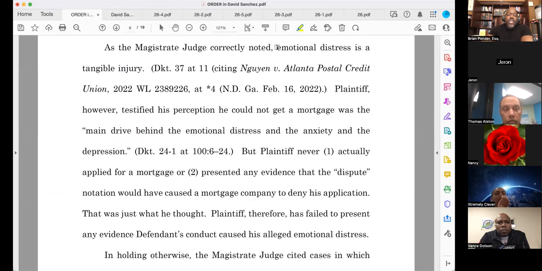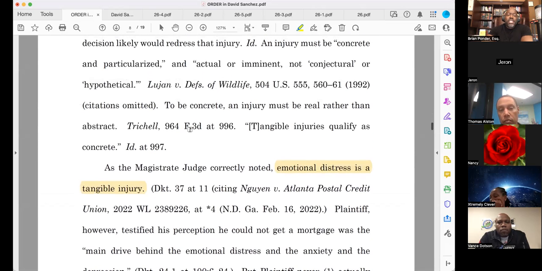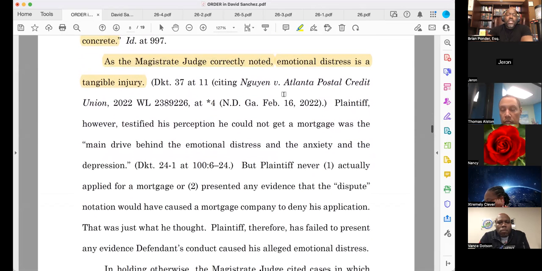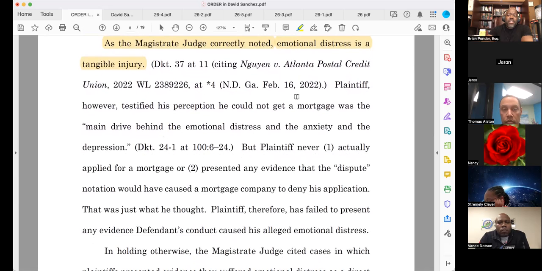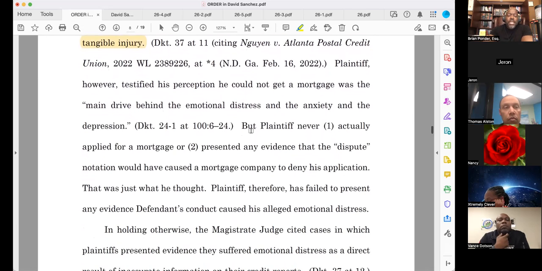Now, and this is in the circuit, emotional distress is a tangible injury. Okay, so the judge is like, look, that's not only what they allege. And the law says tangible injuries qualify as concrete. So they allege emotional distress. We read that. Plaintiff testified his perception was the main driver of the distress. So that's fine.